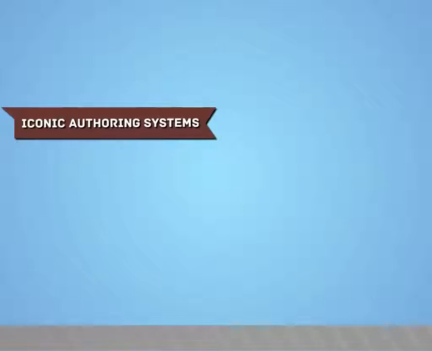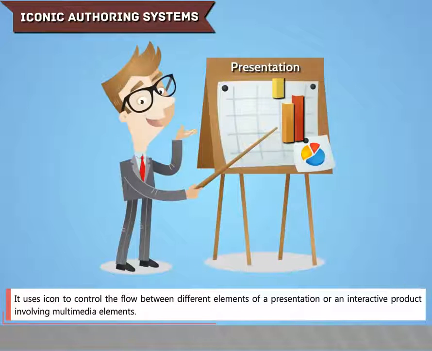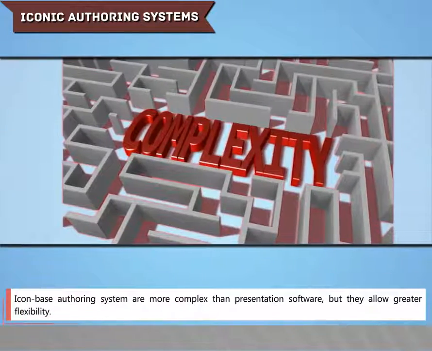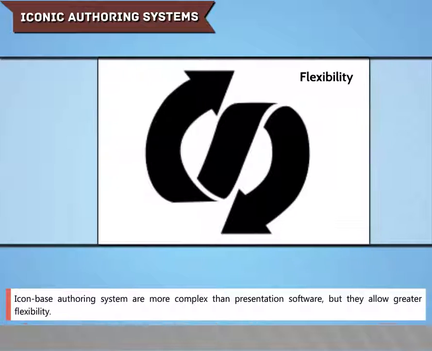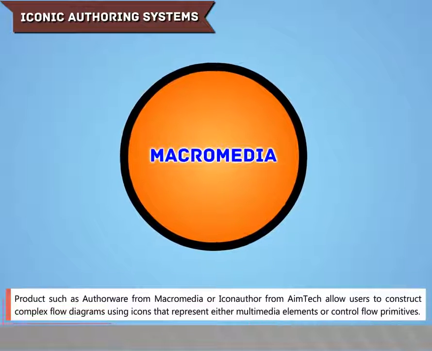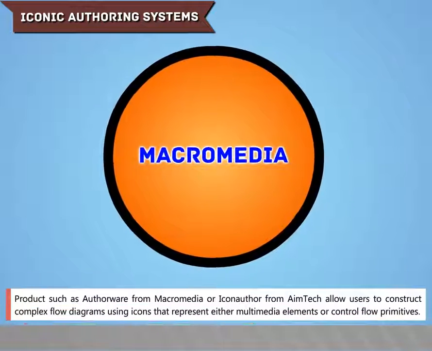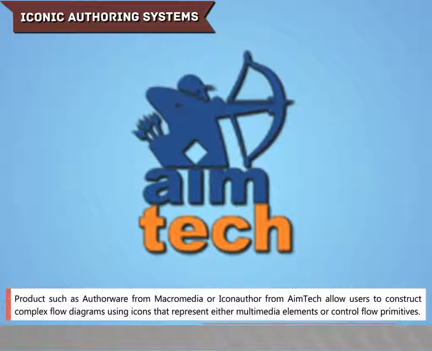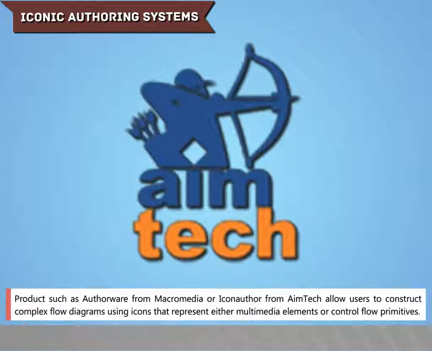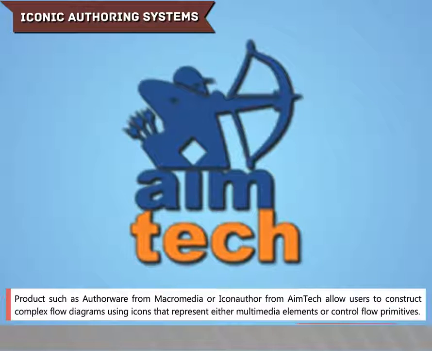Iconic authoring systems. It uses icons to control the flow between different elements of a presentation or an interactive product involving multimedia elements. Icon-based authoring systems are more complex than presentation software, but they allow greater flexibility. Products such as Authorware from Macromedia or IconAuthor from AimTech allow users to construct complex flow diagrams using icons that represent either multimedia elements or control flow primitives.